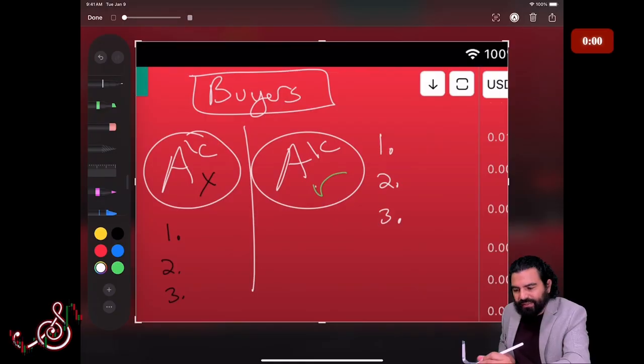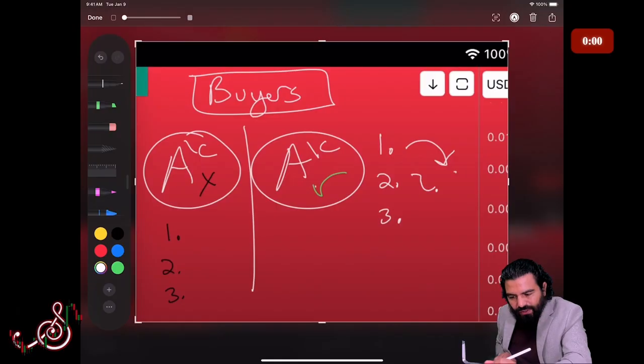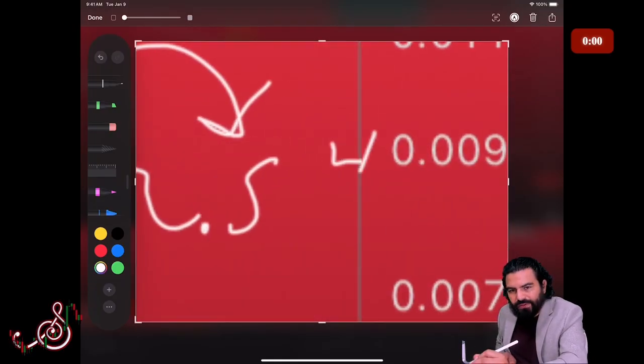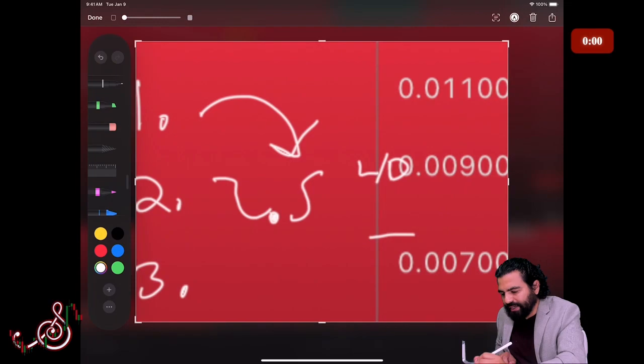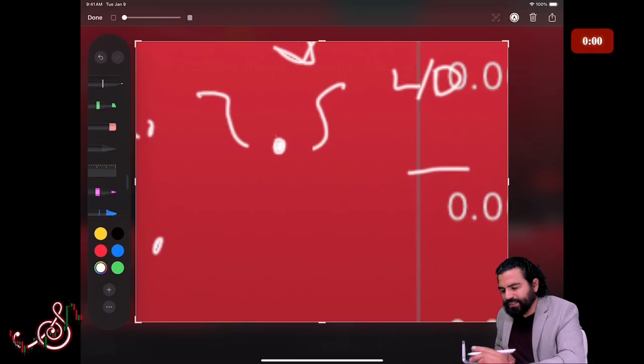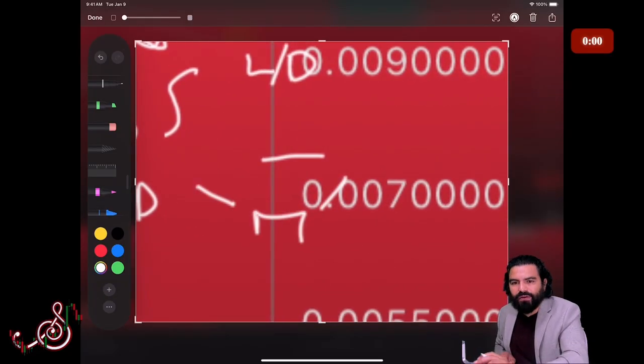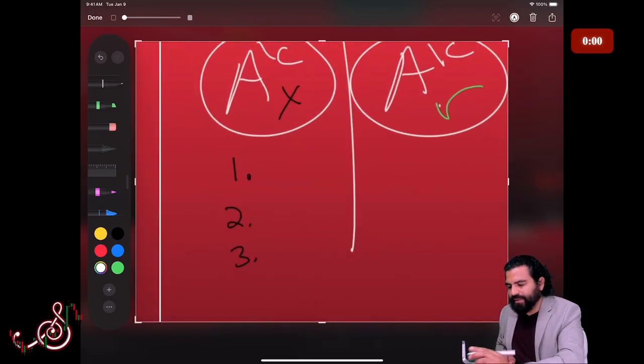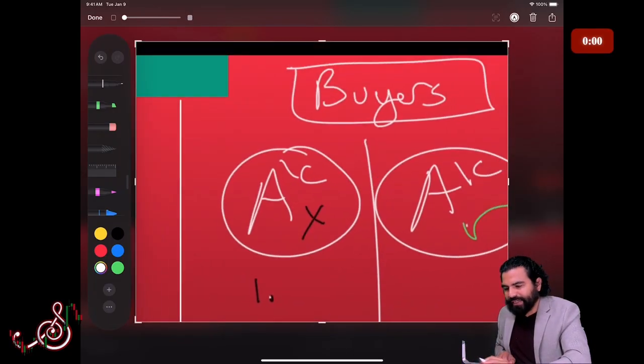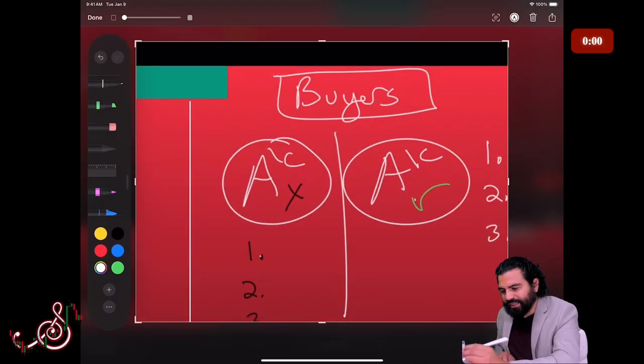The first one is for a winning condition, you need a decrease in volume. Number two, you need aggregately low volume, which is low demand. And then finally, we need no demand, which is basically no volume or very low. For a losing condition, this is winning, this is losing.